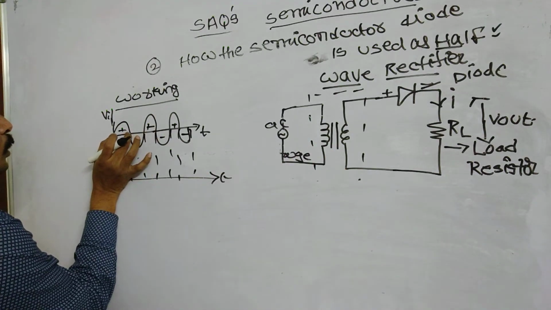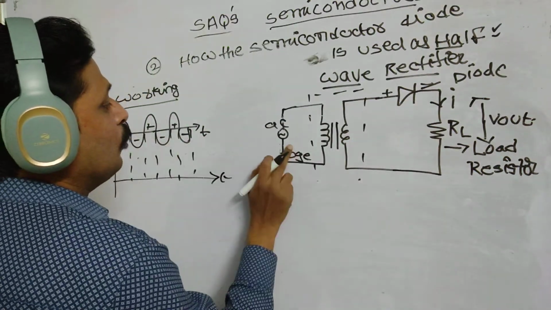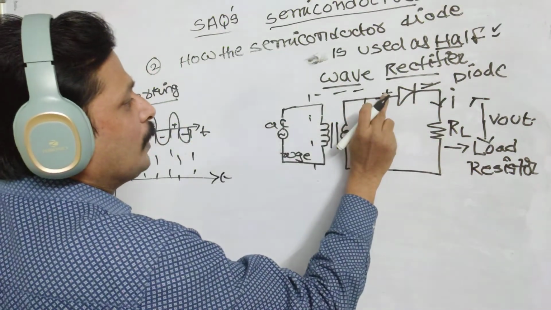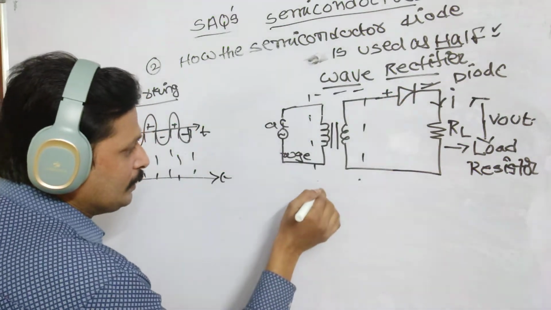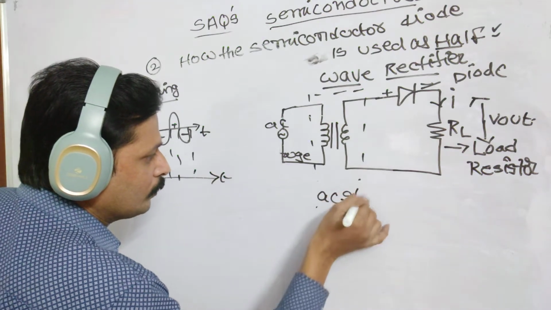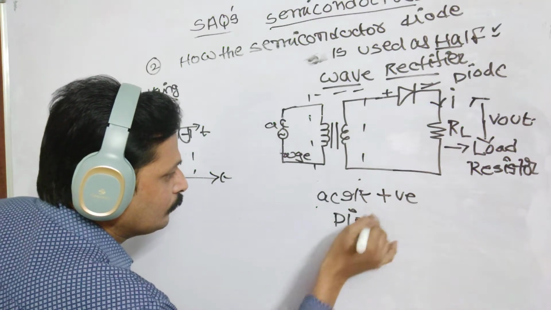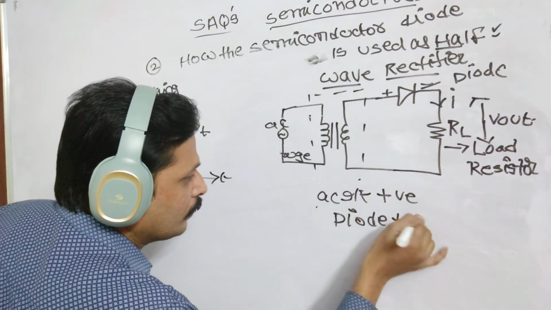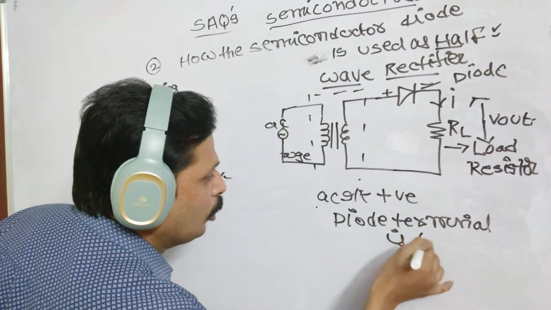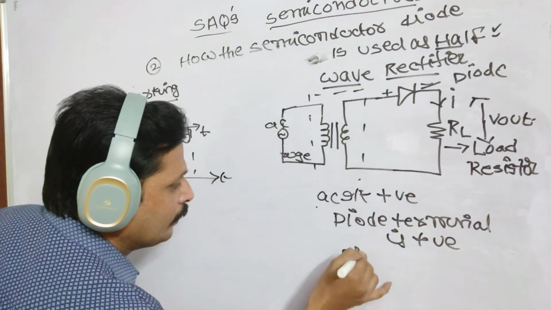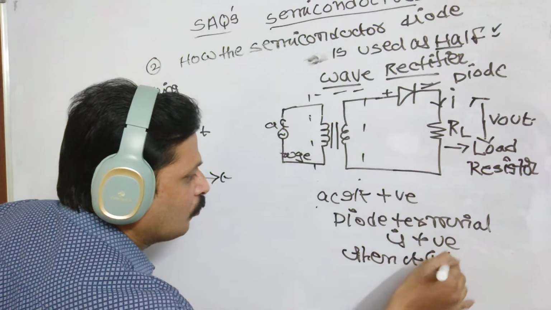This is a positive. This positive reaches the diode. That means the applied voltage is positive and the diode terminal is positive. Both are positive, so the diode is in forward bias. That means AC input positive, diode terminal positive, both are positive, then it is forward bias.